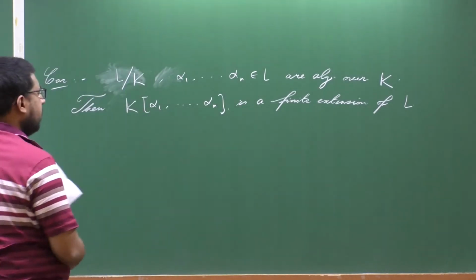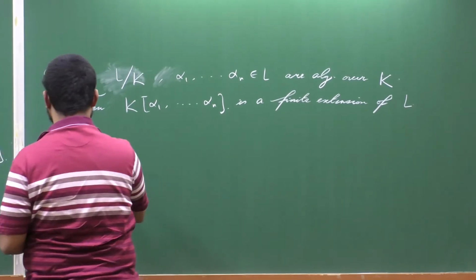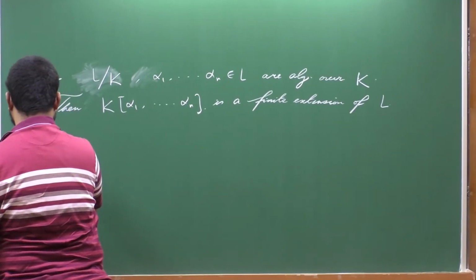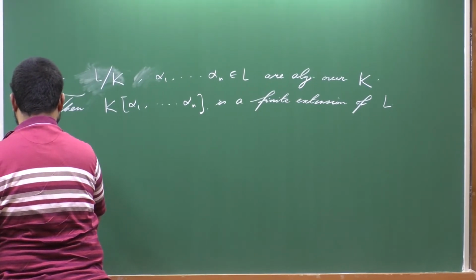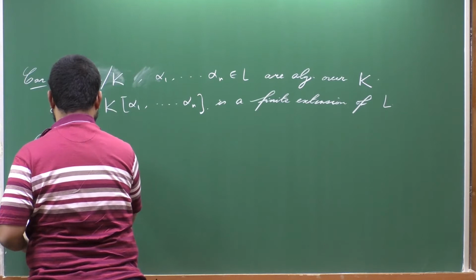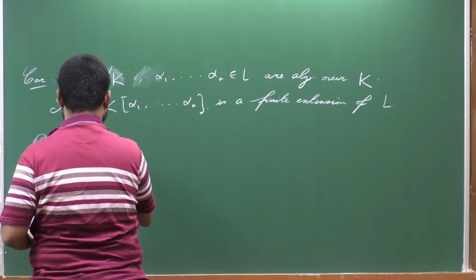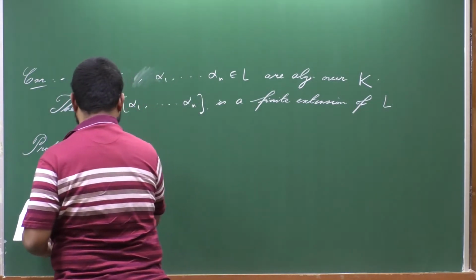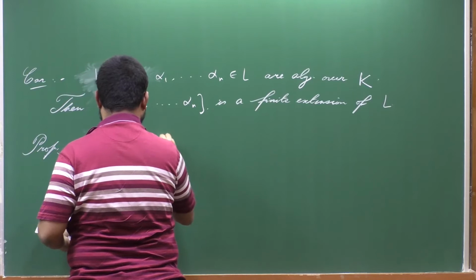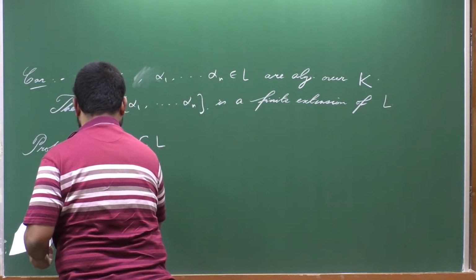The proof goes exactly along the same lines as that of integral dependence. What you can do is use the product rule: suppose you are given a tower of two successive extensions, E over k and k over L, and both are finite extensions.